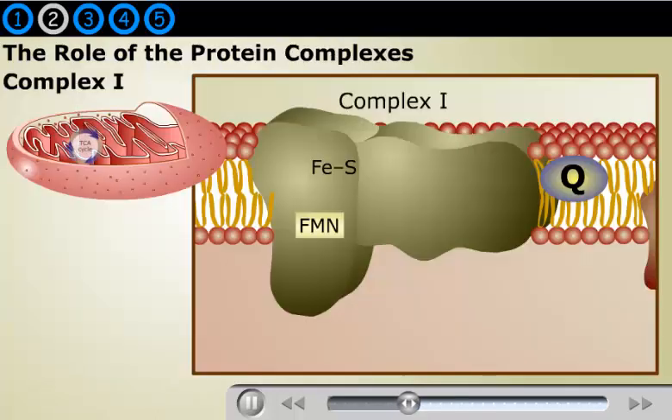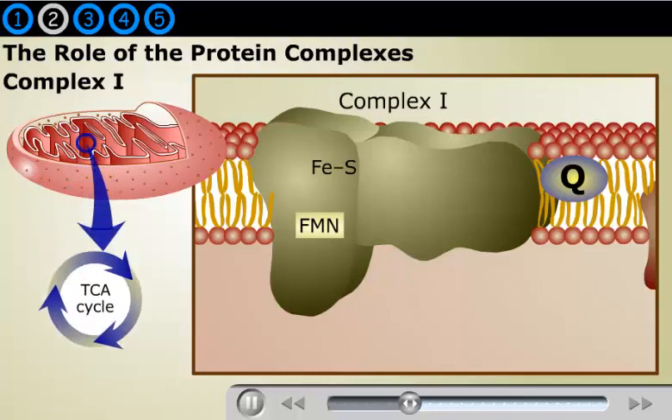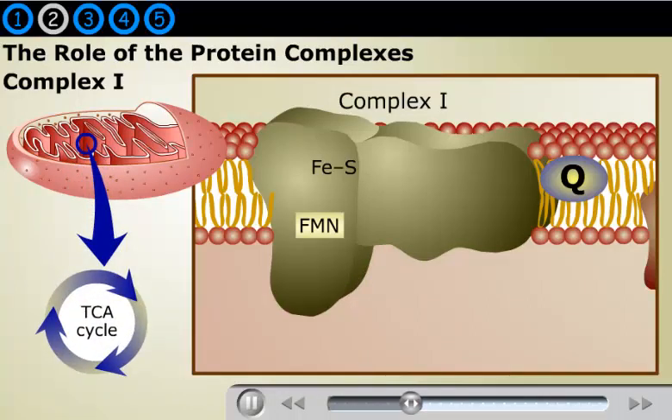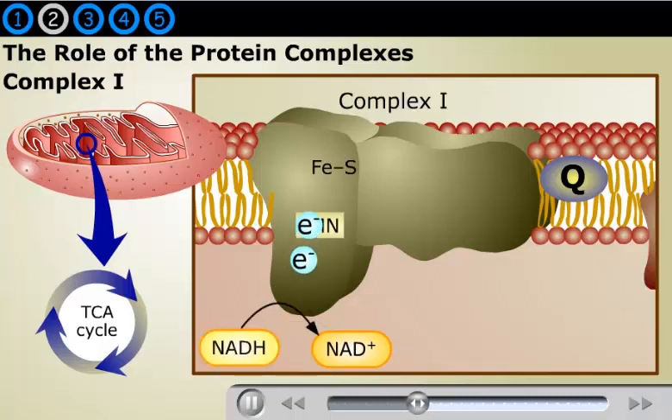Recall that the TCA cycle takes place in the mitochondrial matrix. The coenzymes FAD and NAD are reduced as acetyl-CoA cycles through. The reduced coenzyme NADH transfers 2 electrons to the FMN flavoprotein, the electron acceptor, on complex 1. The electrons flow from FMN through an iron-sulfur center and are passed on to coenzyme Q.